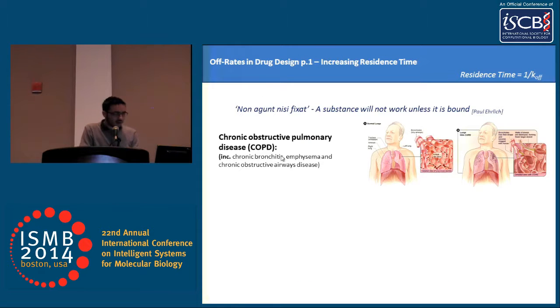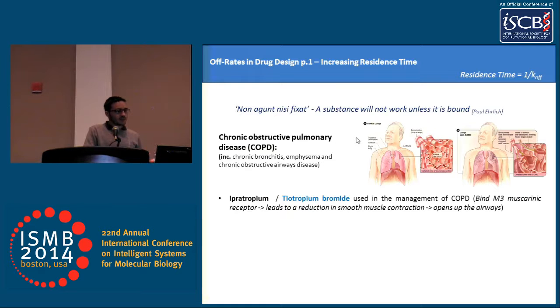So to start off, just to put everything in context, I would like to describe the role of off-rates in drug design. For example, in COPD, which is basically a collection of pulmonary diseases characterized by poor airflow, there are two main drugs of choice here: ipratropium and tiotropium bromide. Both of these drugs bind to the M3 muscarinic receptors, which leads to a reduction in smooth muscle contraction and opens up the airways.